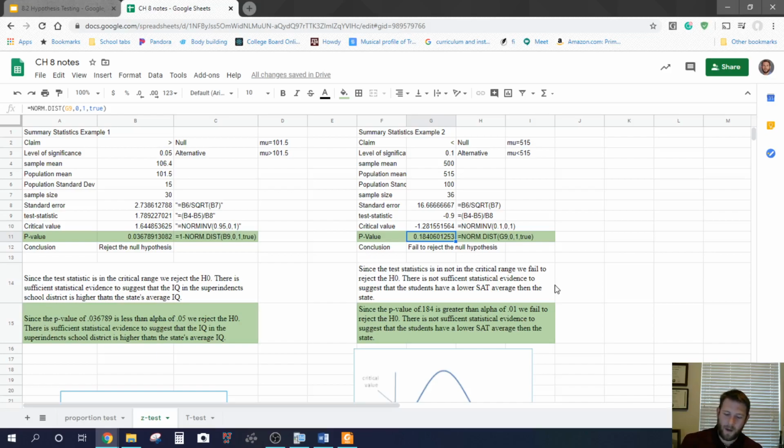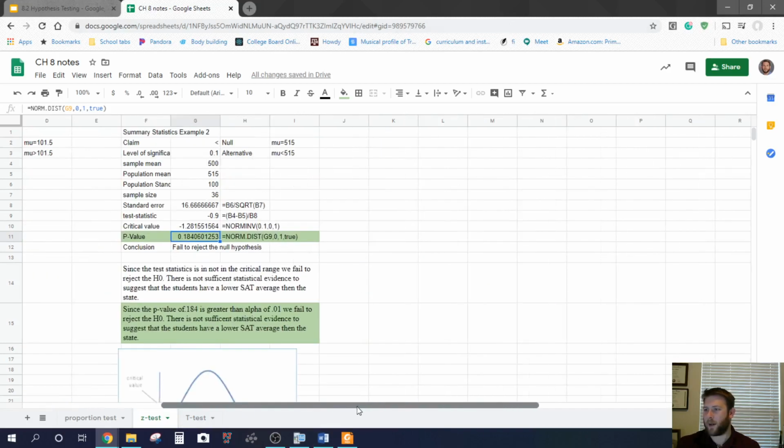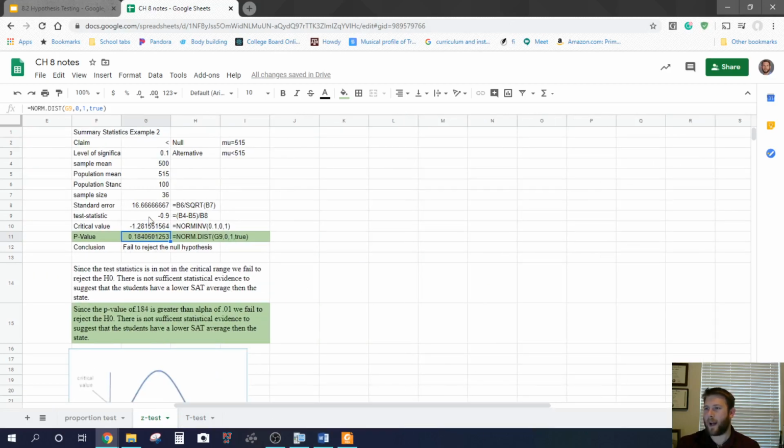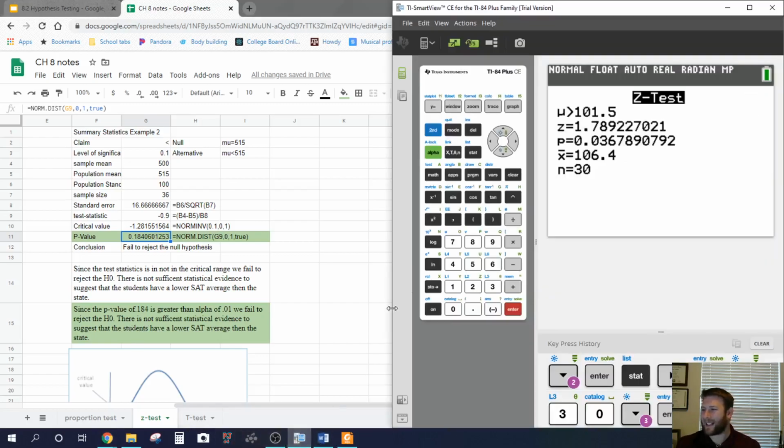In a similar fashion, when we use our calculators, let's see here, I'm going to go ahead and change this over here. We can clearly see that the p-value is greater than alpha. It's 0.184, and this is 0.1. Since the p-value of 0.184 is greater than alpha, we fail to reject the null hypothesis. The second sentence remains the exact same.